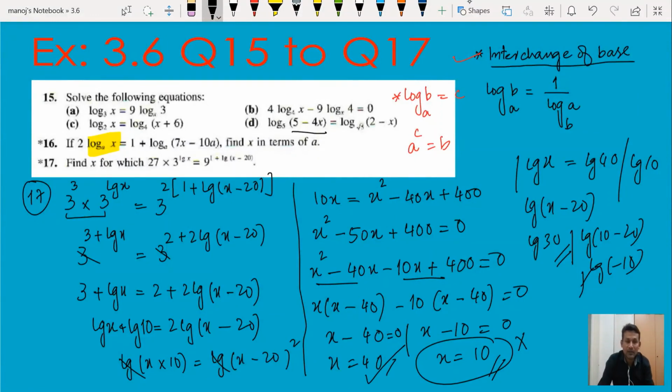This is the way: when we have the results at the end, always check the value, put the value of x in with the log. If the value of x makes it negative, then you have to reject the result. So by this way, we have done 3.6 question numbers 15 to 17.